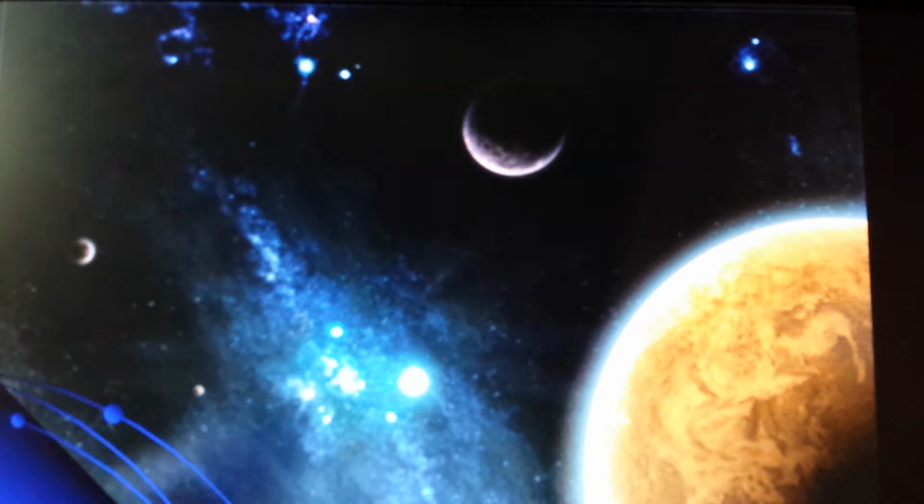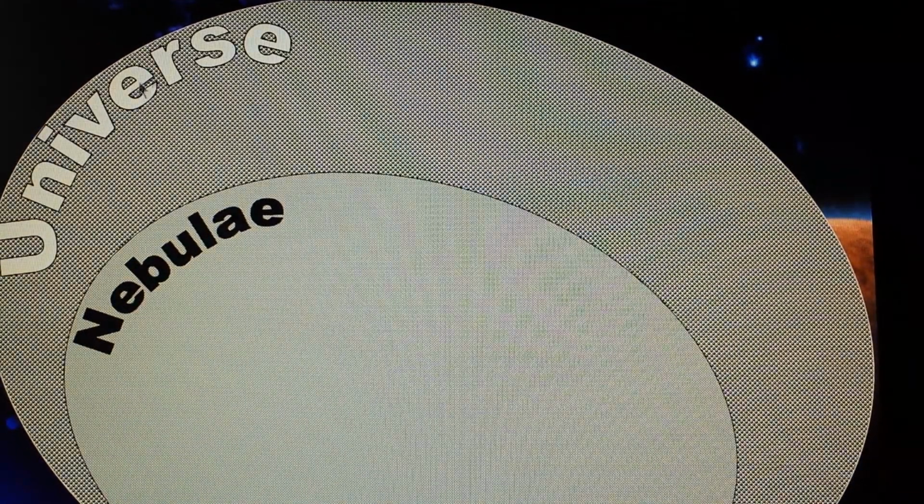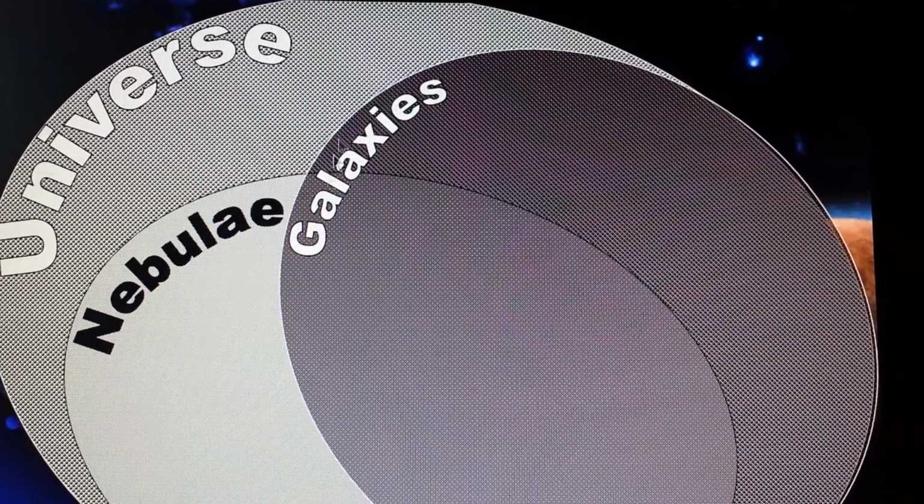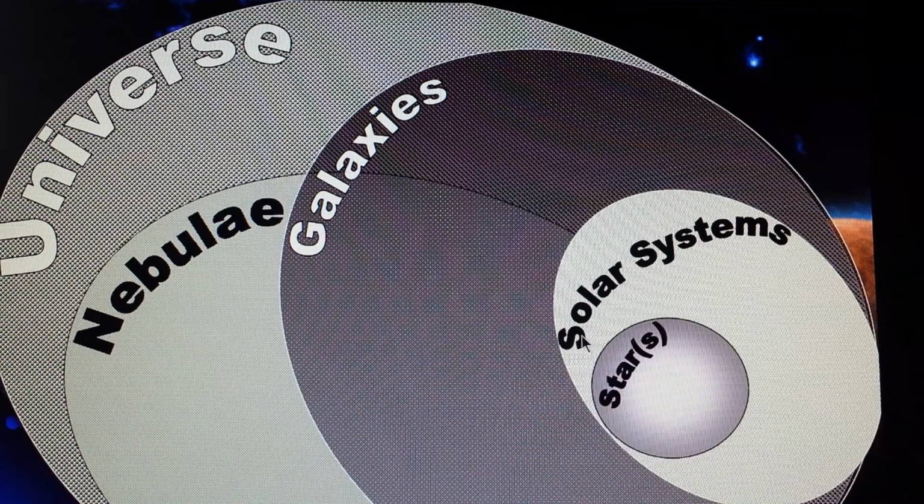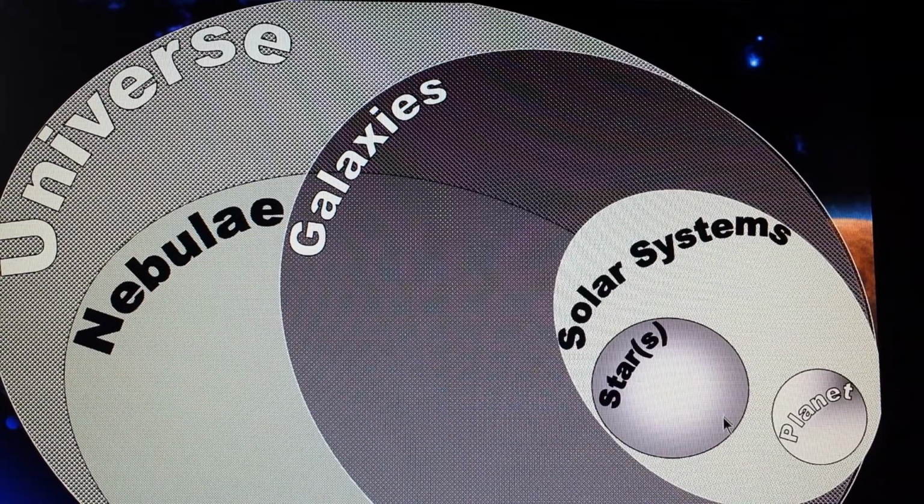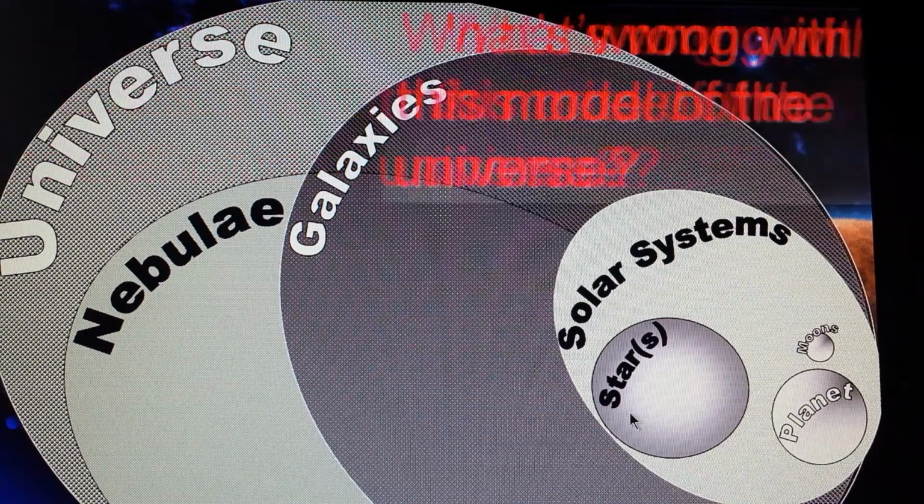Going from small to big, or big to small, universe would be the largest thing. Ignore the nebula. It's kind of not good. Nebulas and galaxies make up the universe. They're kind of the big things. Within galaxies, we have solar systems. Within solar systems, we have a single star or maybe a couple of stars. There's planets within solar systems that revolve around those stars, and then moons that revolve around those planets.